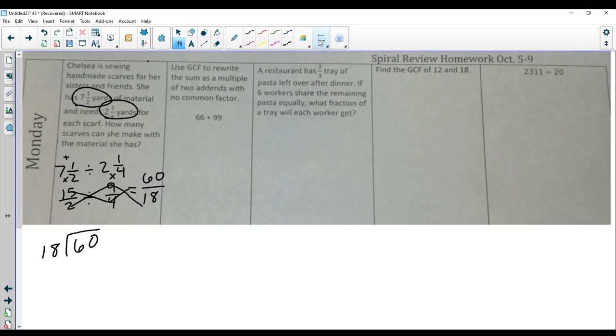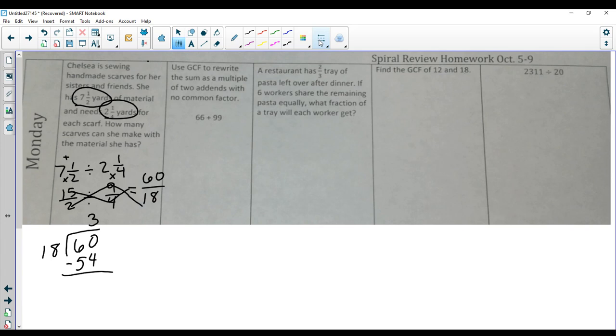3 times, right? If you put it in your calculator and you do 60 divided by 18, whatever the whole number is, that's what we can do. So somebody said 3 times. 3 times 18 is 54. When I subtract, what do I have left over?